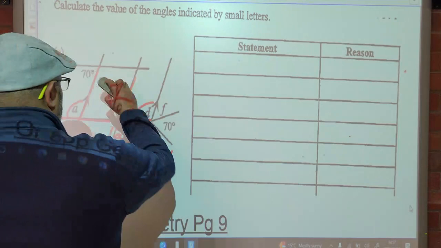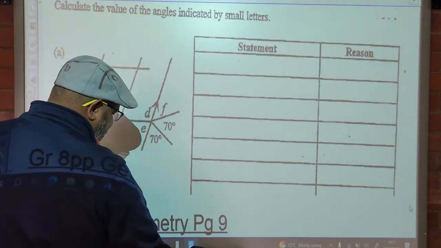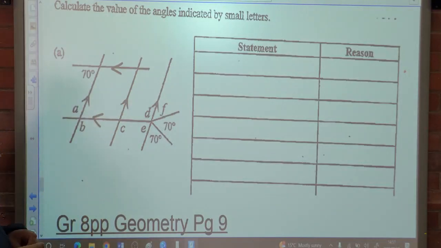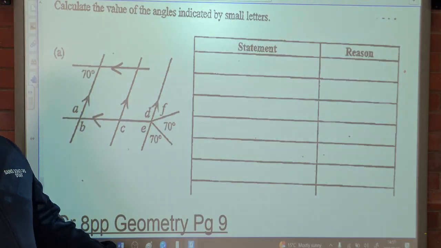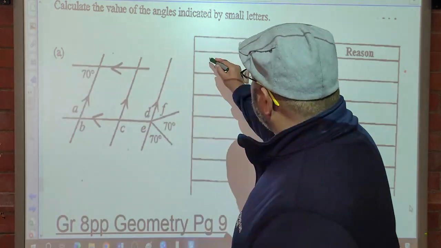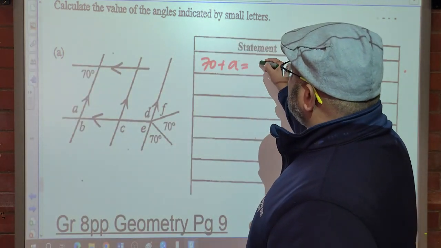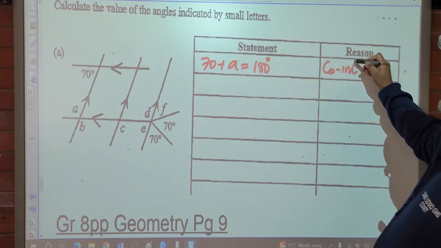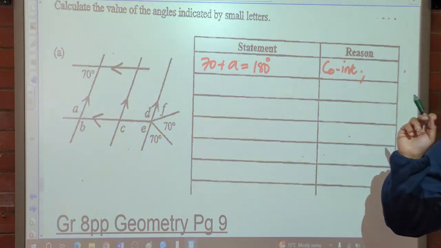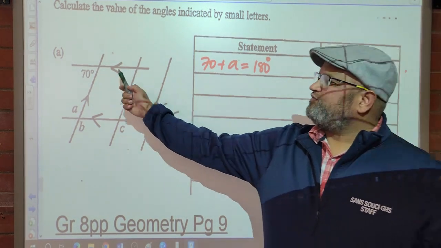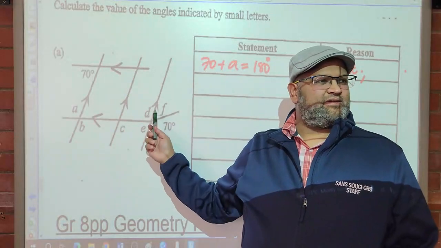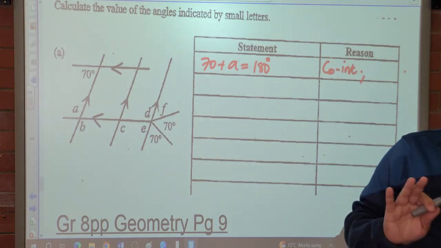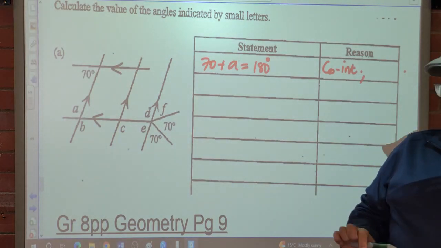So what I want you guys to do, we're going to look at this question tomorrow again. You draw in those lines as parallel. Okay. Now if we use the co-interior, like here we're going to say 70 plus A is equal to 180. What's my reason? Co-interior angles. Normally we say which lines are parallel. Do we have names on these lines here? No. So we just say co-interior. We don't name the lines that are parallel. Okay, you guys understand? Alright.